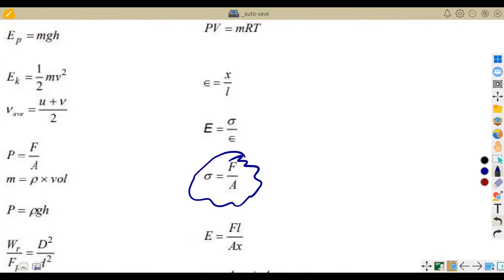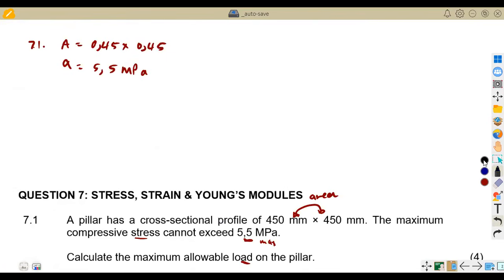As we can see, we can manipulate that to make force the subject, since our stress is equivalent to the force over the area. This is the same as over 1, so you can cross multiply: 1 times F, then 1 times the stress, which gives the force equal to the stress times the area in this case. So that means we can manipulate our formula into what we want. And like I said, we are given the expression for area, which is side by side, from the area of a rectangle.